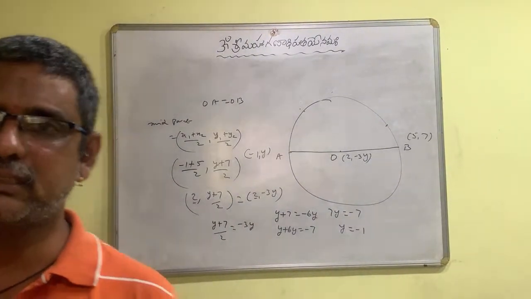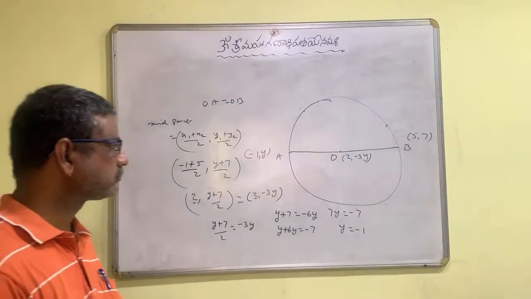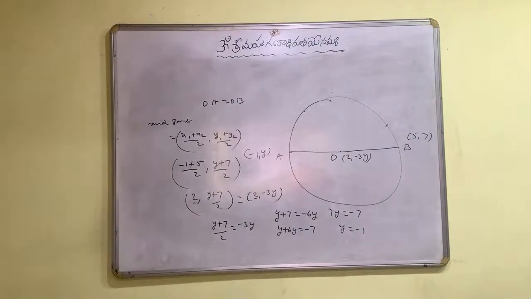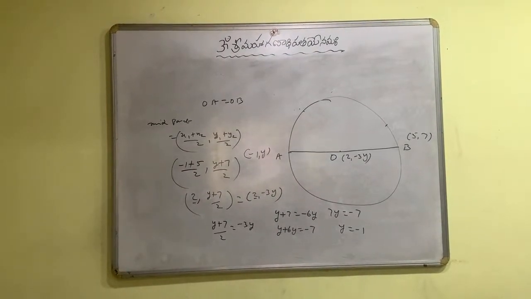Find out the radius. The y value you got is -1. Find out the radius now, children.